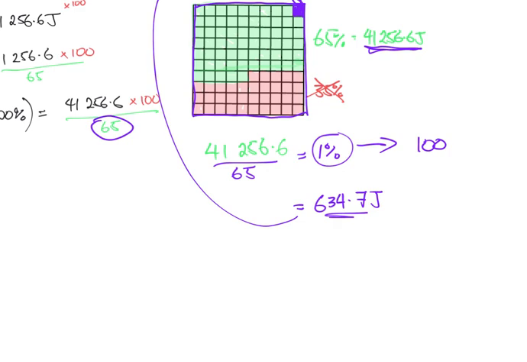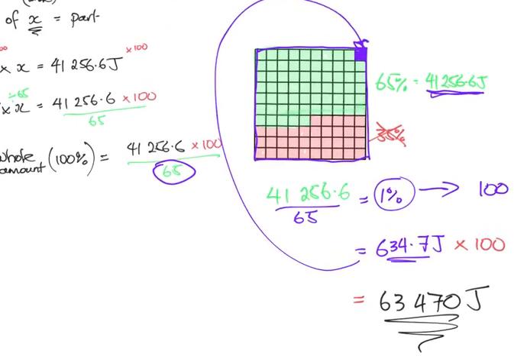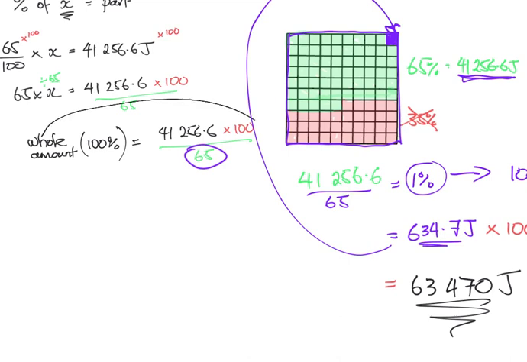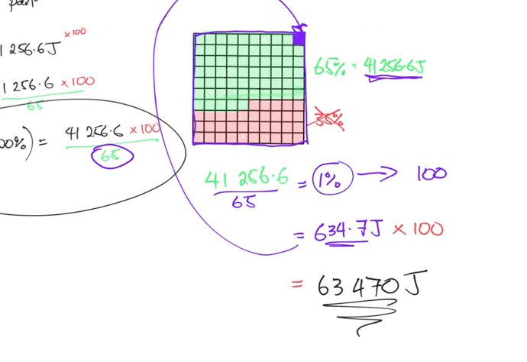So what do we do? We take our 634.7 and we multiply by 100. Now if we multiply by 100, we are going to get an amount of 63,470 joules. That value is going to make up 100%. If you look over here, that's exactly what we did. We have divided by 65 over here, and we have multiplied by 100.